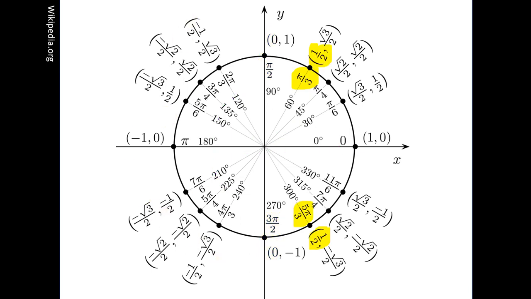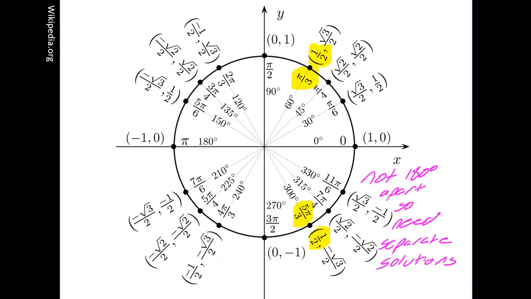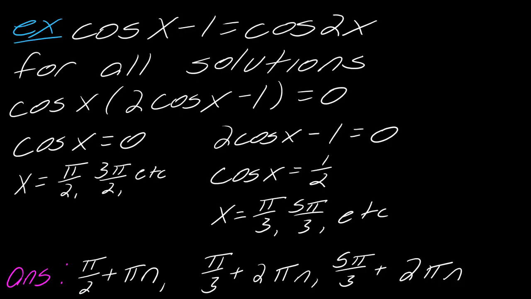And then here, these are not 180 degrees or pi radians apart, so these are going to need separate solutions. Sorry, I wrote 180, I should have written pi. Anyways, my solution set will be pi over 2 plus pi n, pi over 3 plus 2 pi n, and 5 pi over 3 plus 2 pi n.